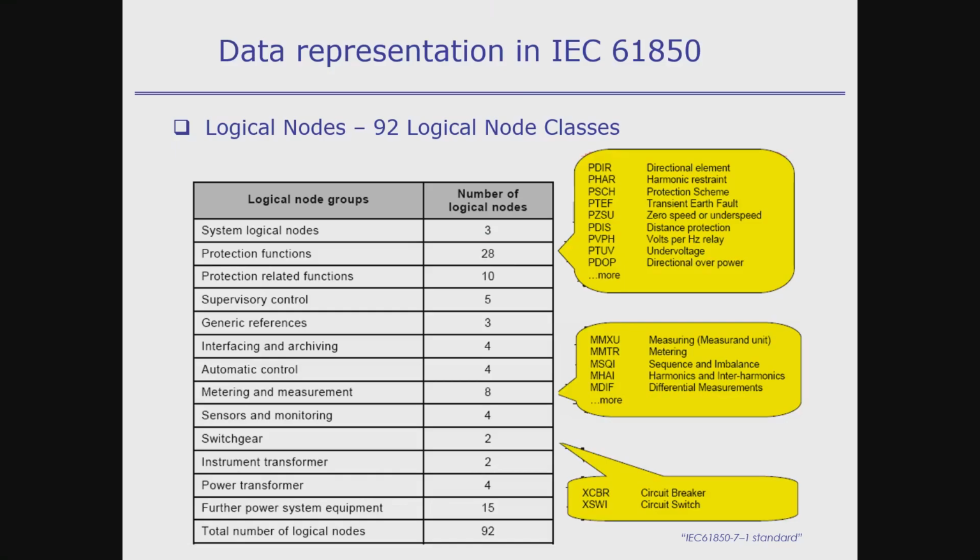For example, for protection functions, there are 28 logical nodes within that. For example, directional element, protection scheme, distance protection, and so on. And similarly for measurement, different levels, harmonics measurements, and so on. So almost everything that's possible has been defined. And similarly for the circuit breaker and the circuit switch, those are again different logical nodes.